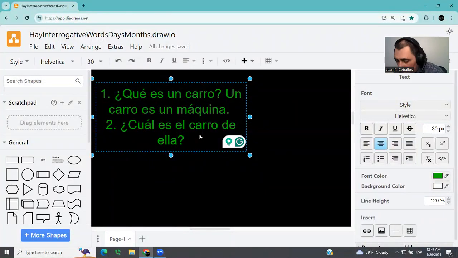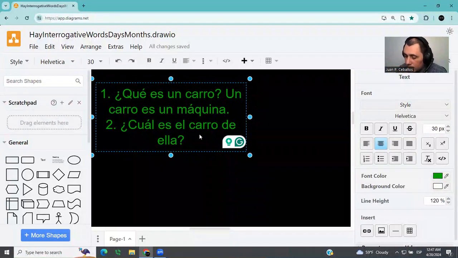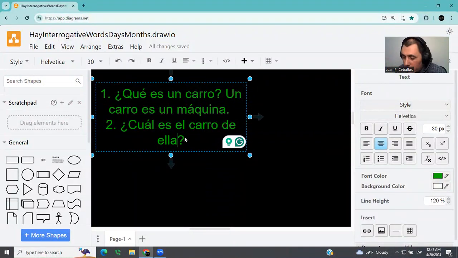Now, cuál can also be plural when you combine it.